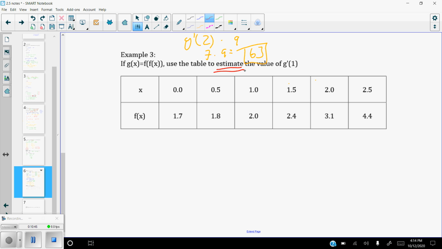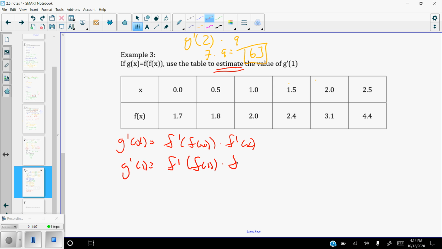In order to do it, we're still going to have to find g prime in general, which is going to be the derivative of f of x times the derivative of f of x. And if I want to find g prime of 1, we need to replace x's with 1's. So f prime of f of 1 times f prime of 1. It's important that we write this step because at least it tells us the pieces that we're going to need.